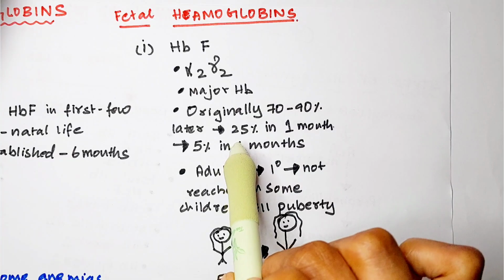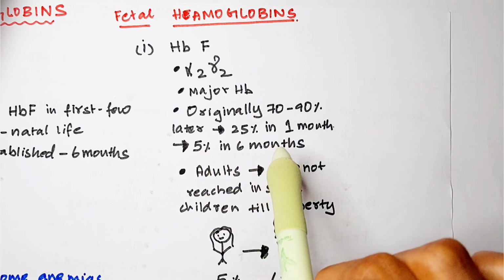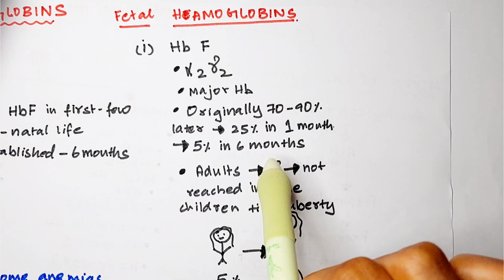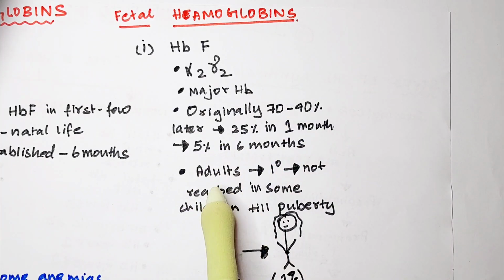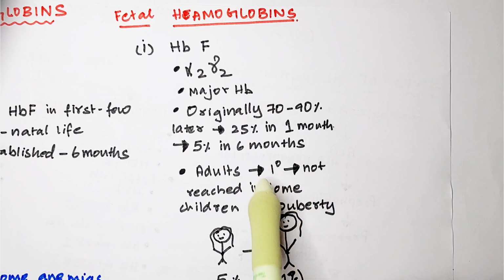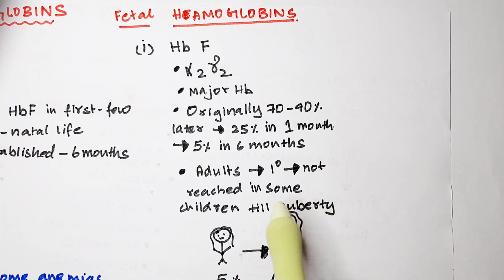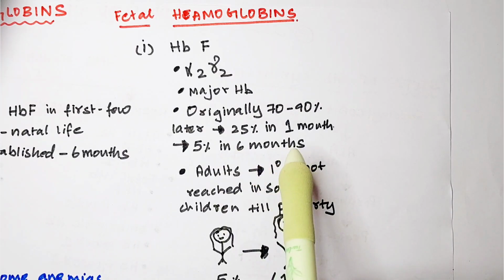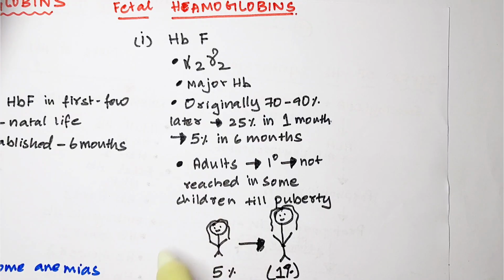Later, it decreases to as low as 25% in 1 month and to as low as 5% in 6 months, which is eventually replaced by the adult hemoglobin HbA. Okay, so 25% in 1 month and 5% in 6 months. In adults, 1% HbF is not reached in some children. Some children do not completely get converted into HbA within the 6 months. They only reach the HbA value when they hit puberty.